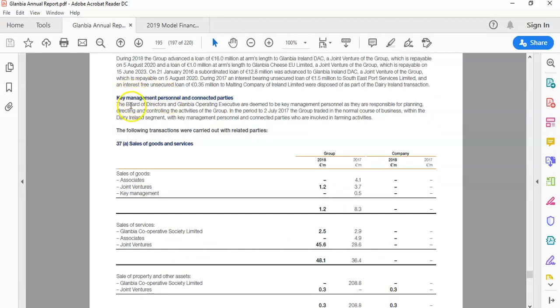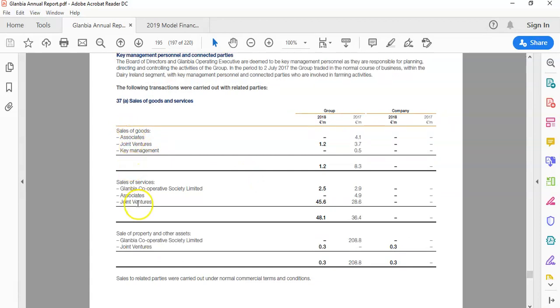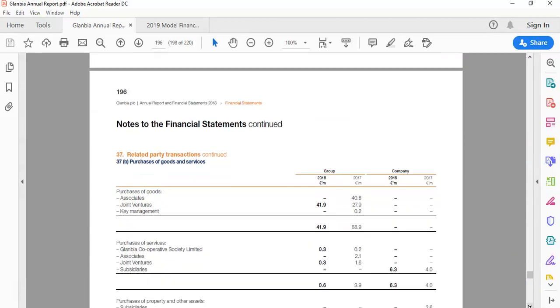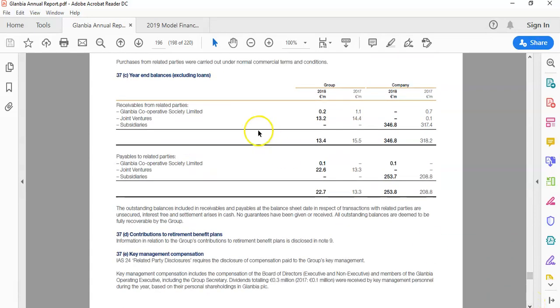key management personnel. The board of directors are deemed to be key management personnel. And in the normal course of business, the key management personnel are, in this case, connected parties who are involved in farming activities. So they've said who it is, and they'll give you the number of sales, purchases with all the different related parties. You see this significant volume of them depending on what happens in the year. So there's a lot of disclosures going on there that are required under IAS24. And you can see you give purchases during the year, split across each of them, and they give the year-end balances at the end. How much is owed for each one.